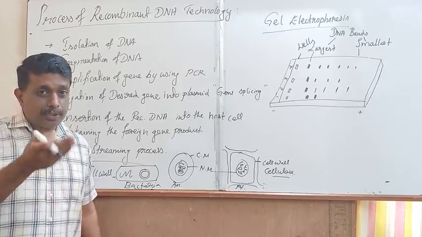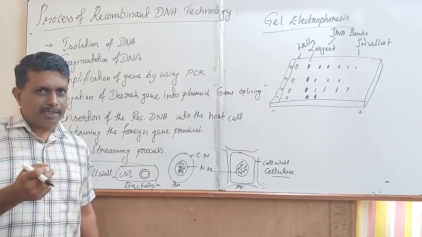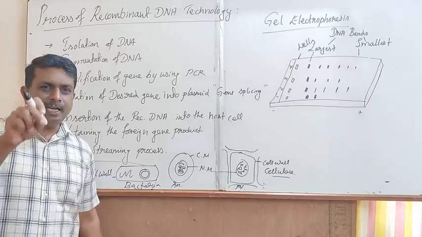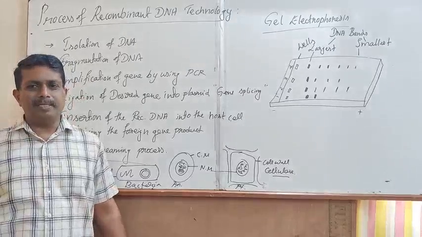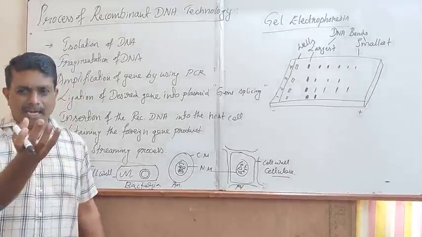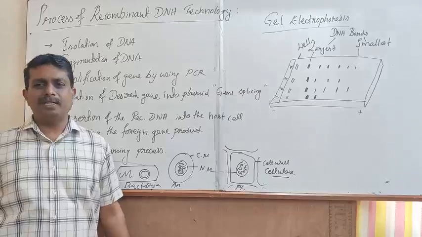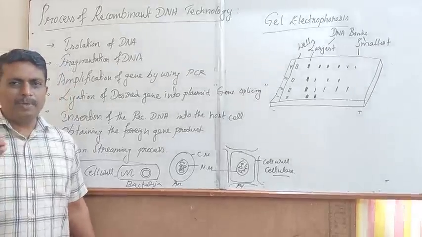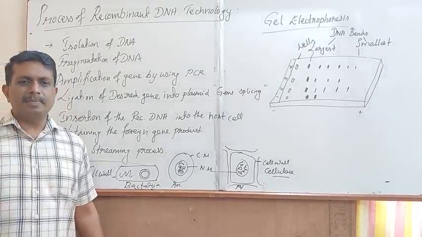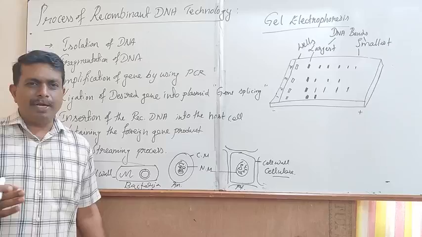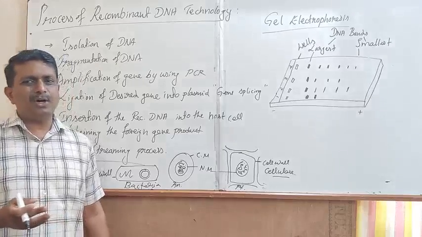In order to remove the histone protein from the DNA, it is treated with protease enzyme, in order to obtain the purest form of DNA. The obtained DNA is subjected to treatment by using chilled ethanol.